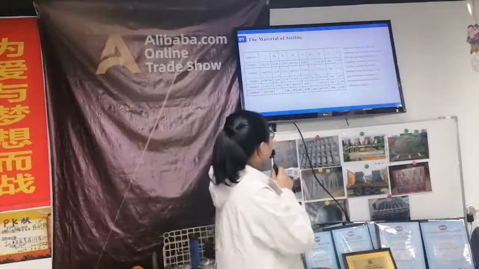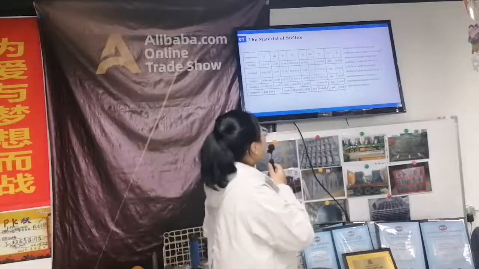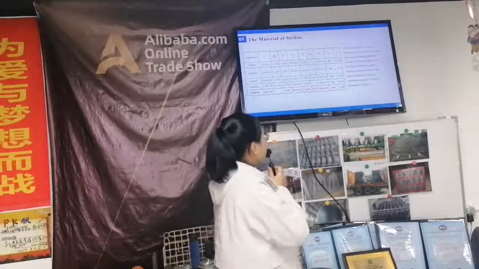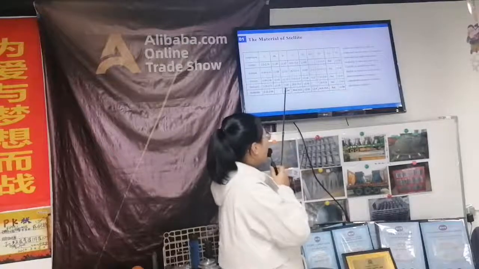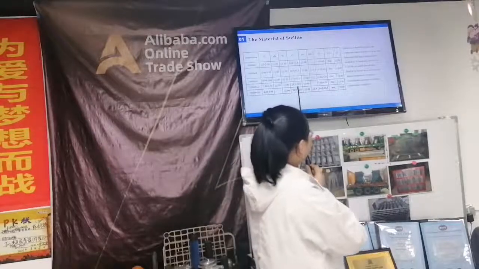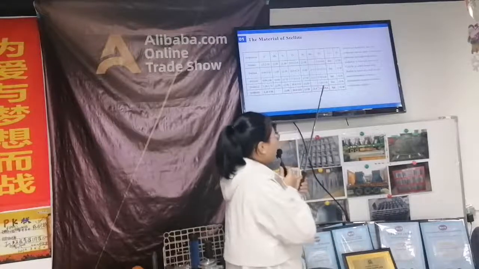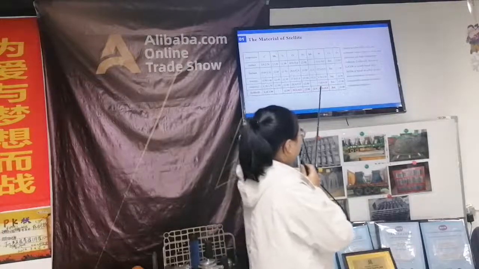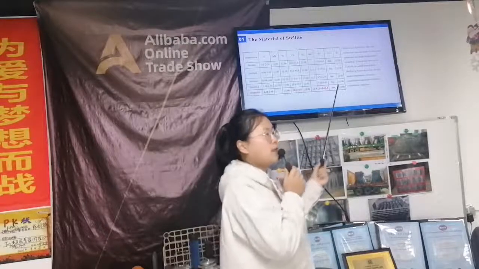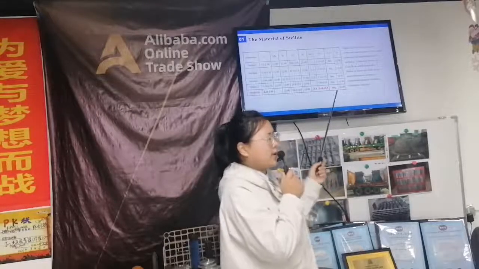Stellite 5. For carbon is 1.1 to 1.7%. For manganese is less than 1.0%. For silicon is less than 1.0%. For chromium is 28 to 32%. For nickel is 3.0%. For tungsten is 7 to 9.5%. For iron is less than 3.0%, and the cobalt is balanced.